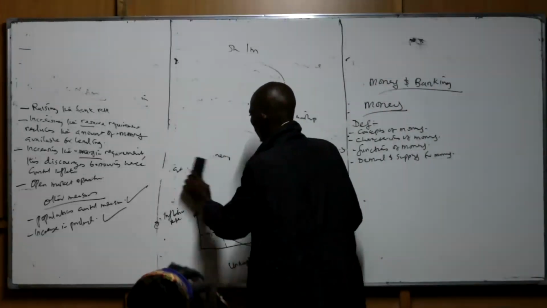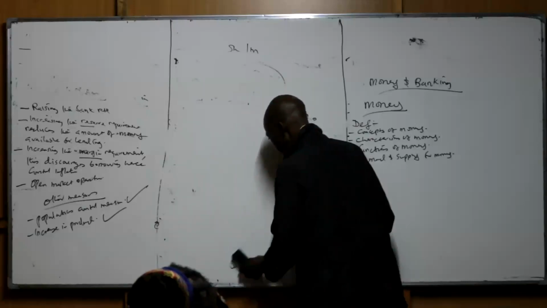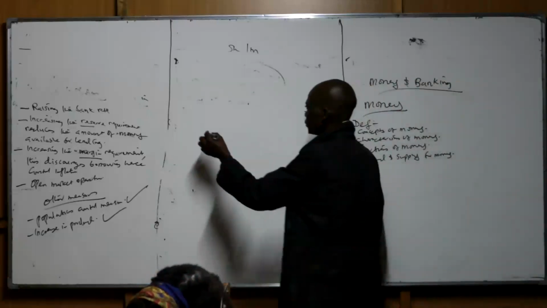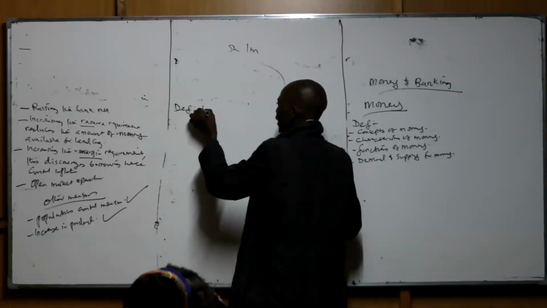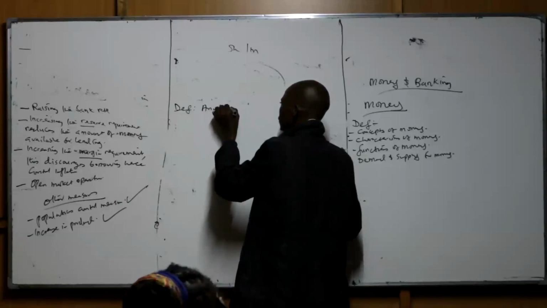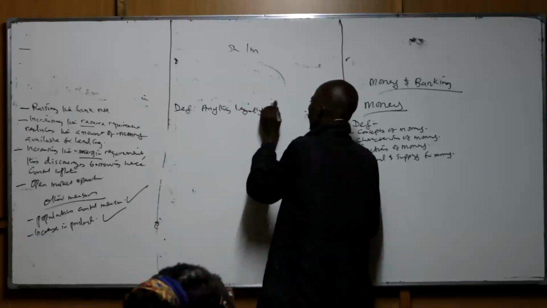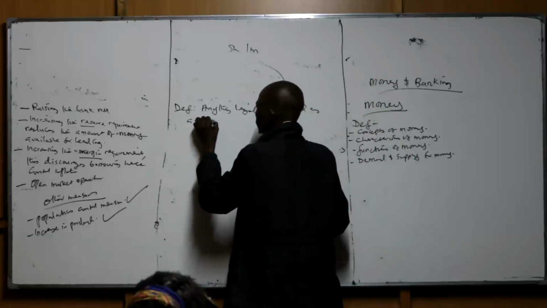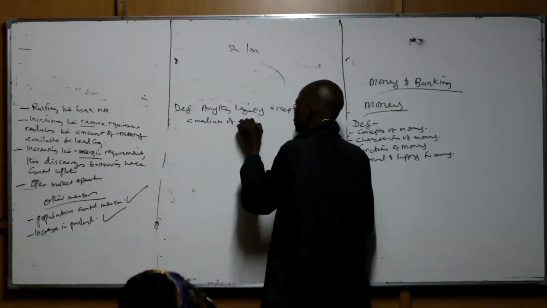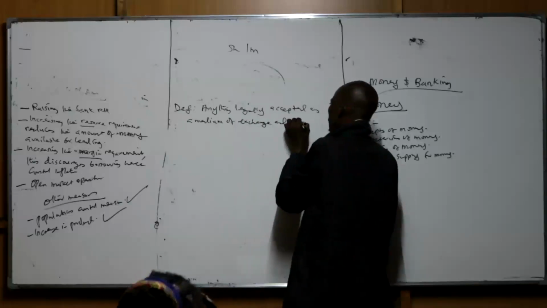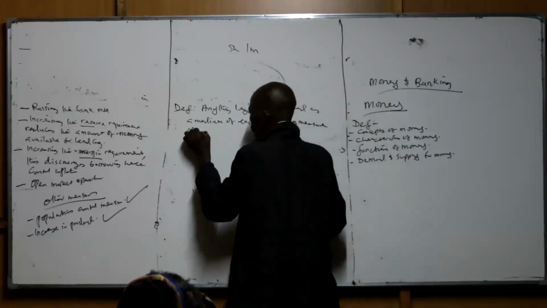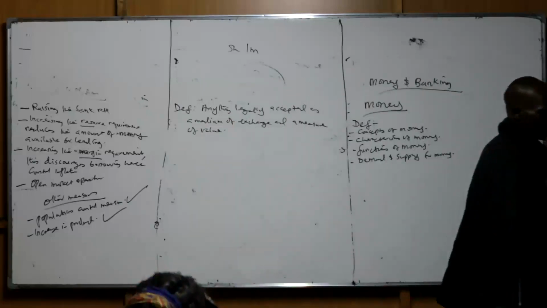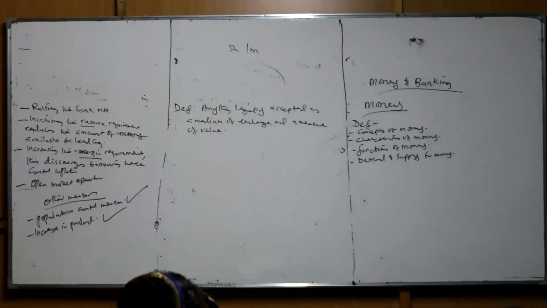Now we know what money is. We are saying anything that is legally accepted as a medium of exchange and as a measure of value. So definition. Money: anything legally accepted as a medium of exchange and a measure of value. That is what we call money. Anything that is legally accepted as a medium of exchange and a measure of value.